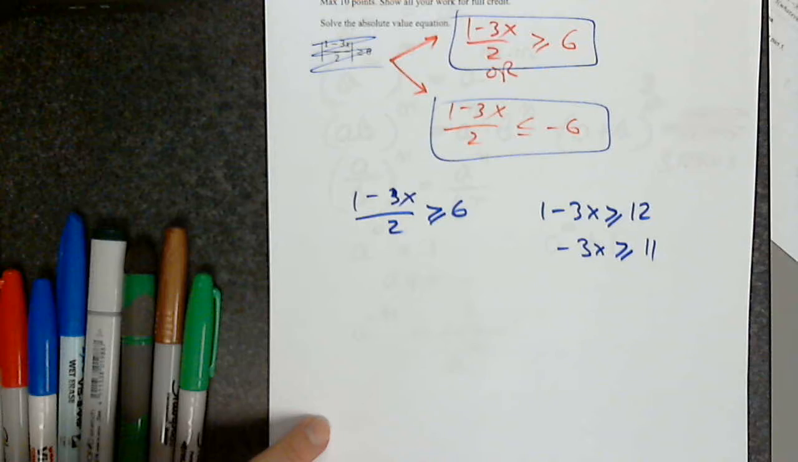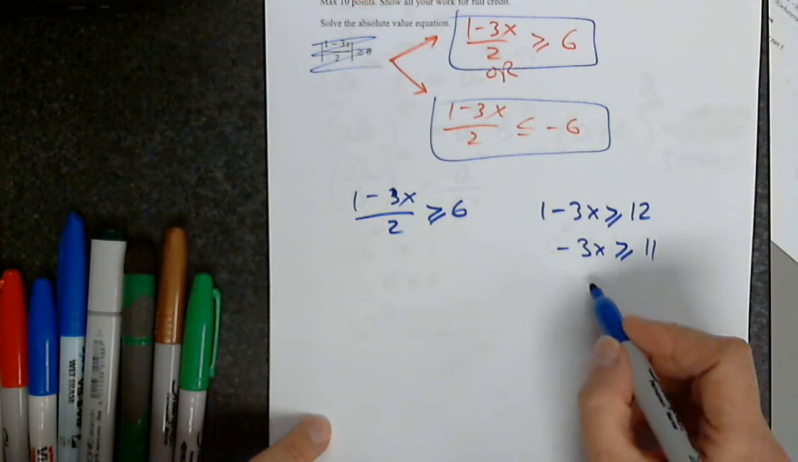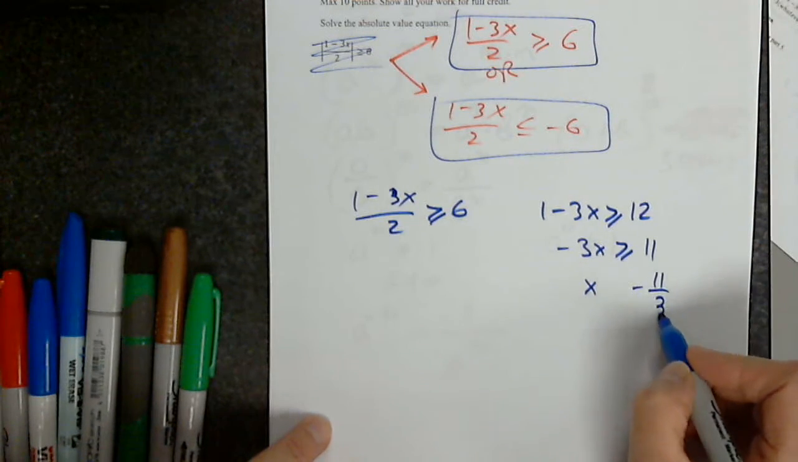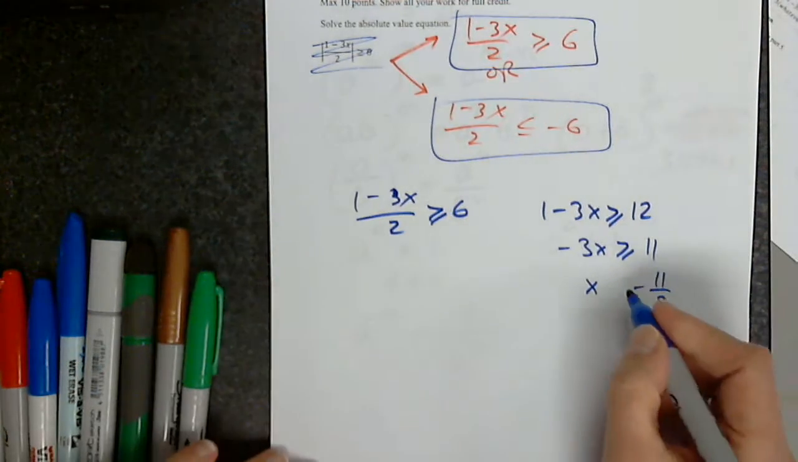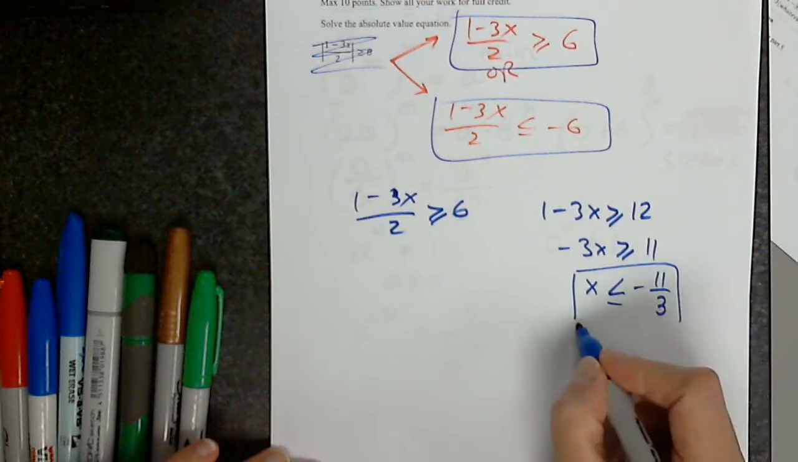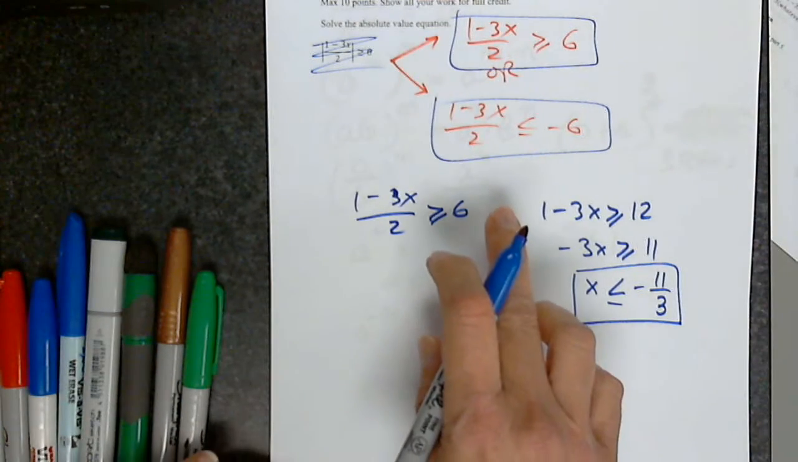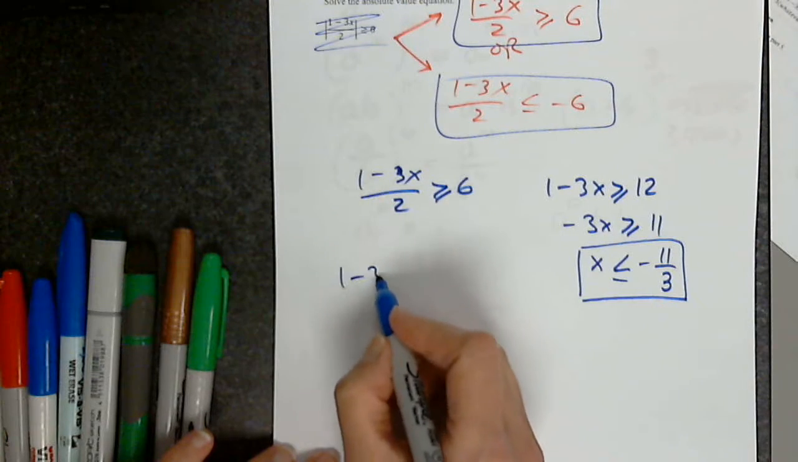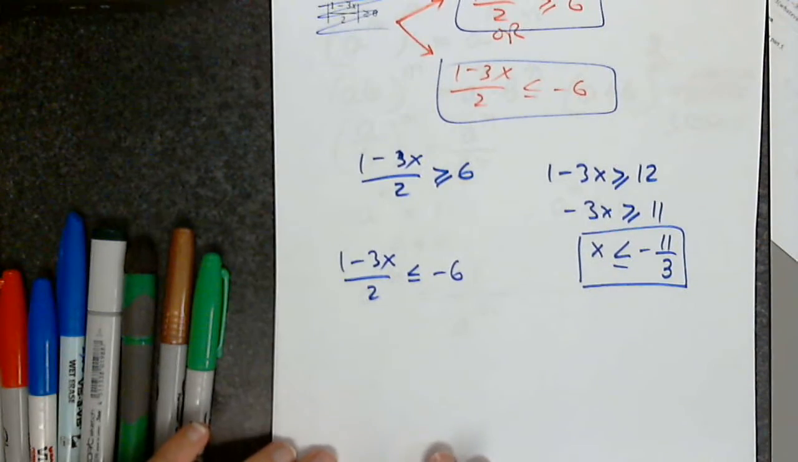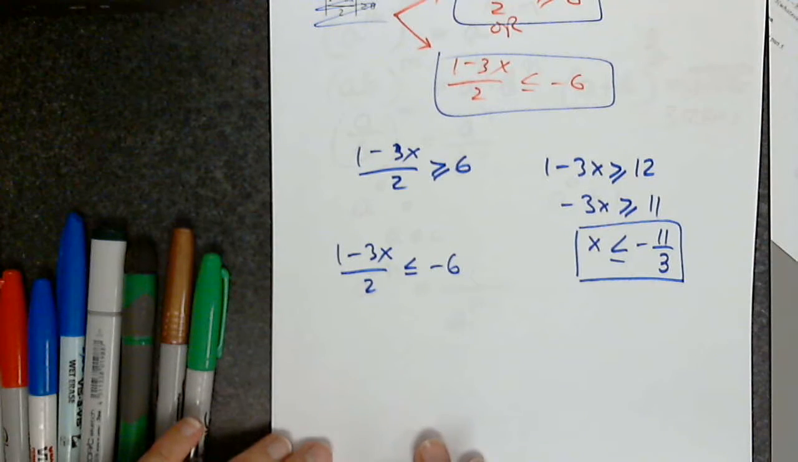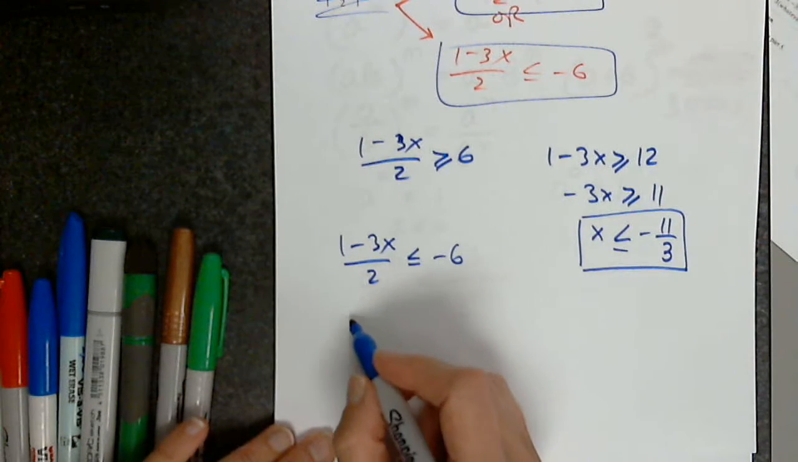Then, yes. So I have this. What happens when I divide both sides of an inequality by a negative number? Right. So this is done. Now I have to go back to the second one. So I have 1 minus 3x divided by 2 less than or equal to negative 6. Steps are the same, meaning multiply both sides by 2.